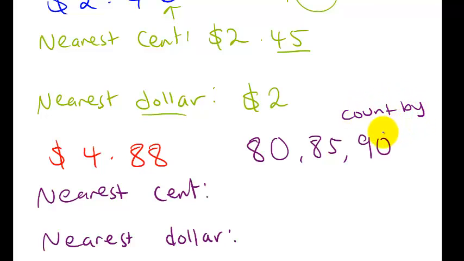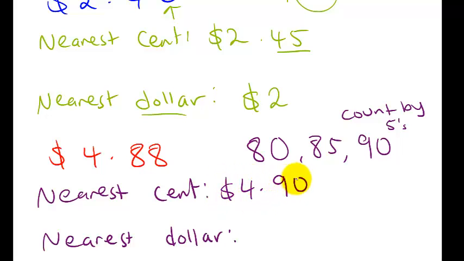In cents, what do we count by? By 5s. We can't count by 1s. We count by 5. That's it. So, 88. Is it closer to 80, 85, or 90? 90. So my answer is going to be $4.90.